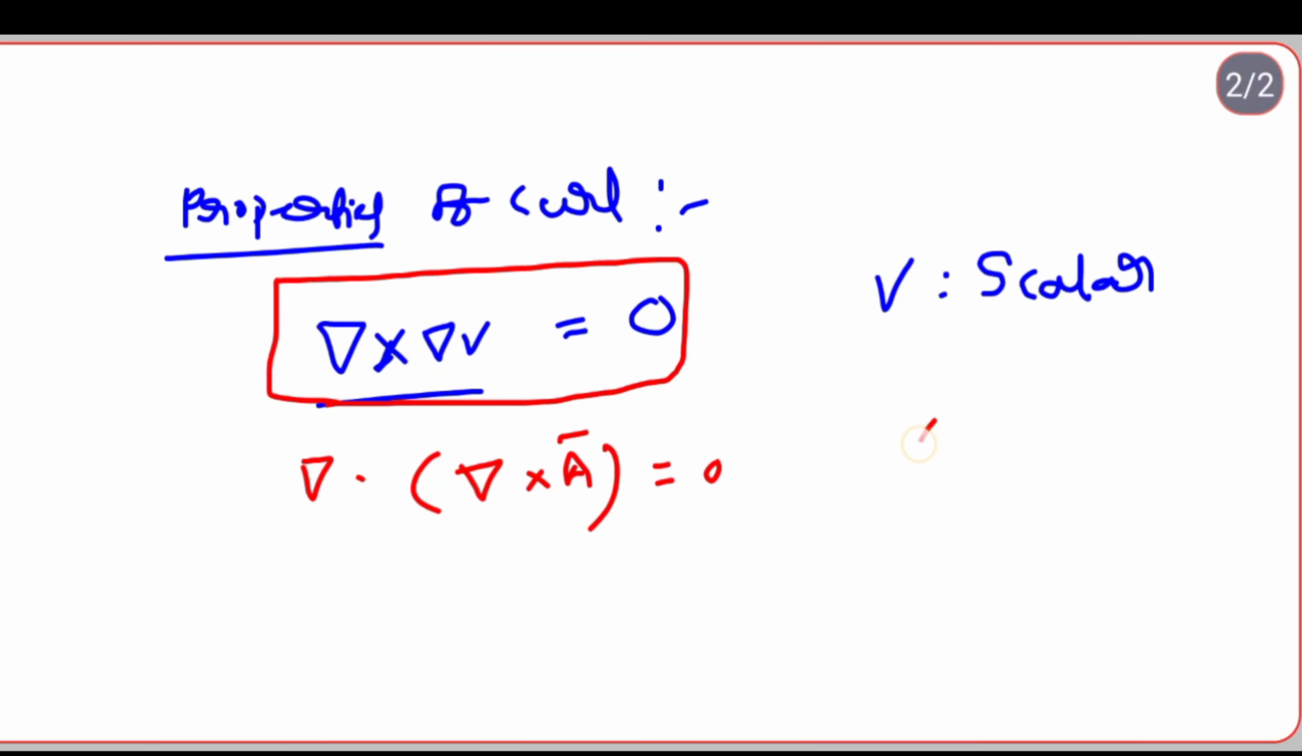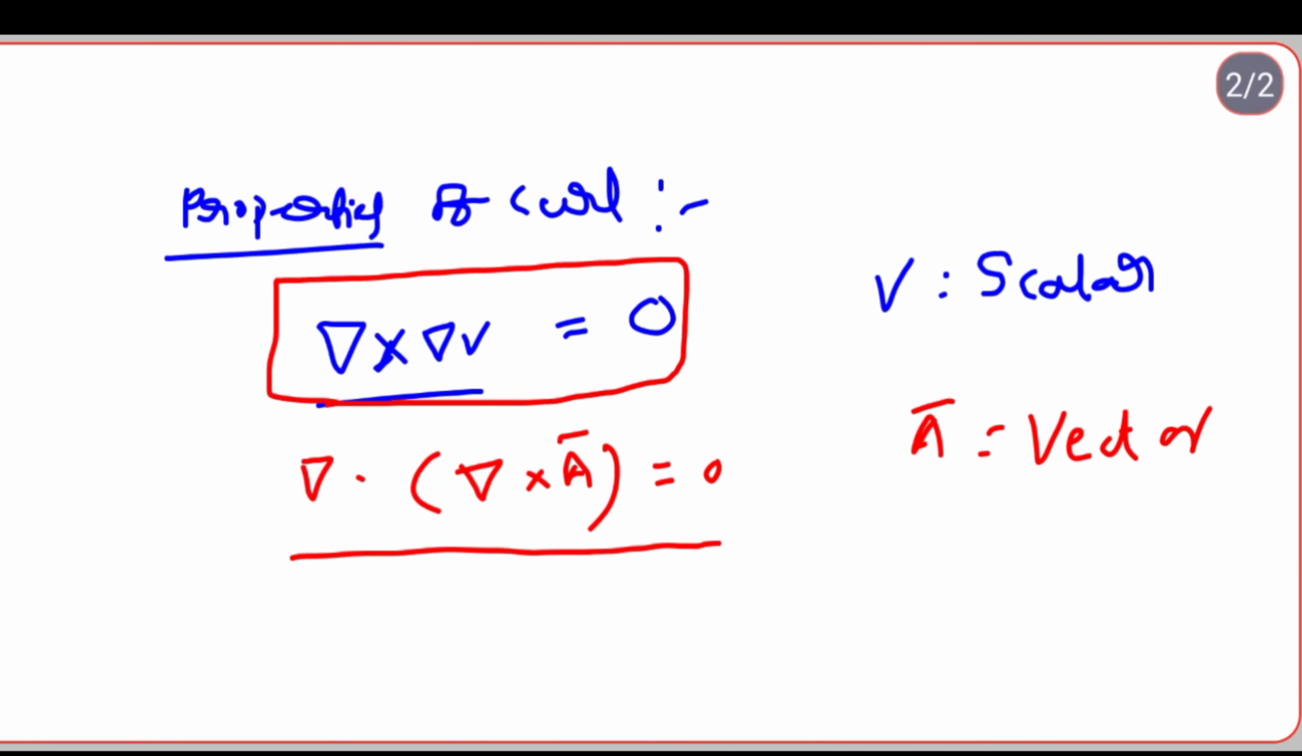The dot product of del with a curl equals 0, where A is the vector magnetic potential, or A bar, which is a vector. Every scalar V and vector A must satisfy these conditions. These two we have to remember: del cross del V equals 0, and del dot (del cross A) equals 0.